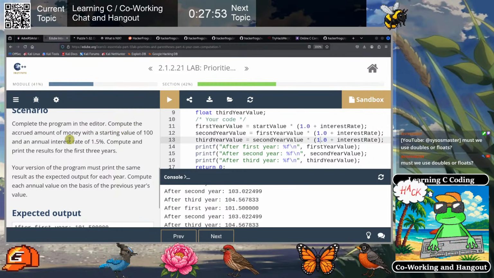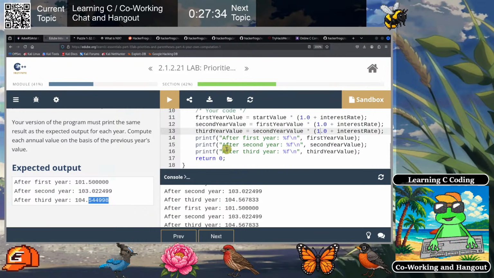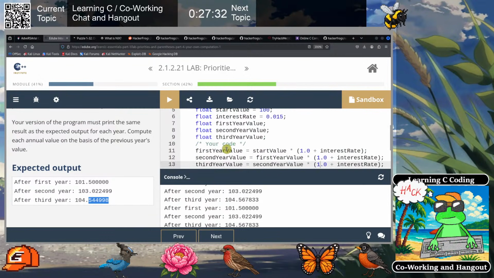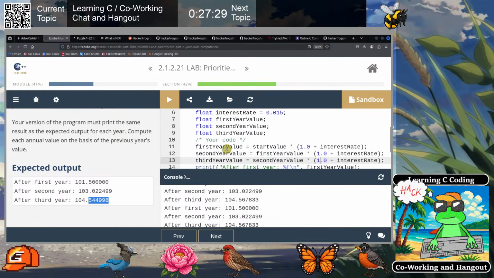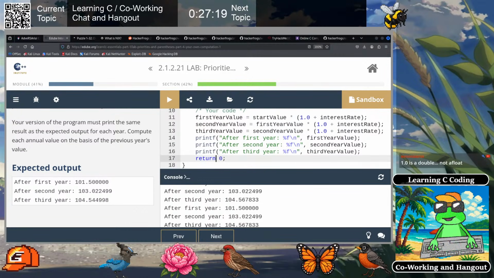Complete the program in the editor. Compute the accrued amount of money starting with the value of 100 and an annual interest rate of 1.5. Compute and print the results for the first 3 years. That must print the same results as the expected output for each year. So, can we switch these to doubles? If we switch this to a double, I don't know if it's going to change everything a lot.